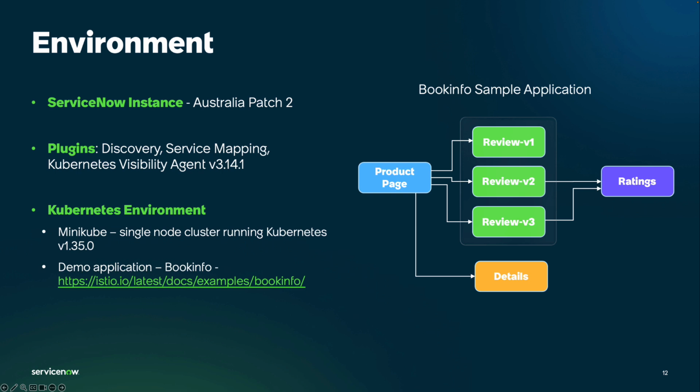The product page is the front end. It pulls details for BookInfo and reviews for reviews, and reviews call a rating service.